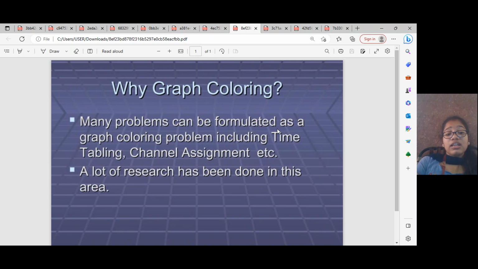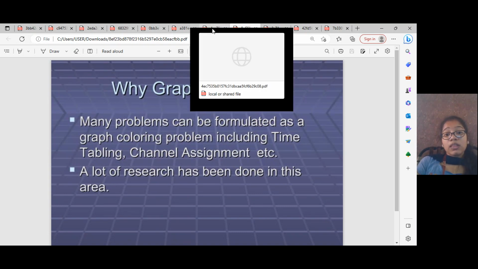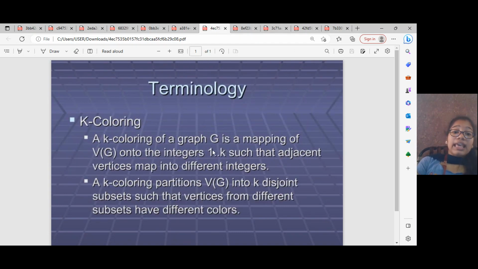Next, why graph coloring? Many problems can be formulated as a graph coloring problem, including timetabling, channel assignment, etc. A lot of research has been done in this area. K coloring. A K coloring of a graph G is a mapping of V of G onto the integers 1 to K such that adjacent vertices map into different integers. A K coloring partitions V of G into K disjoint subsets such that vertices from the same subset have the same color.